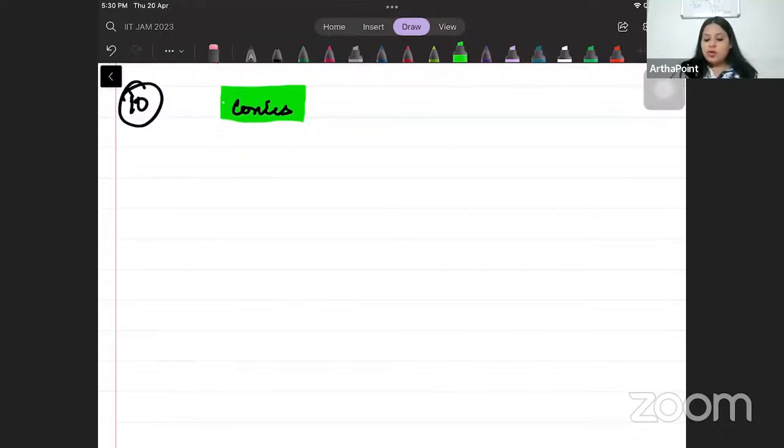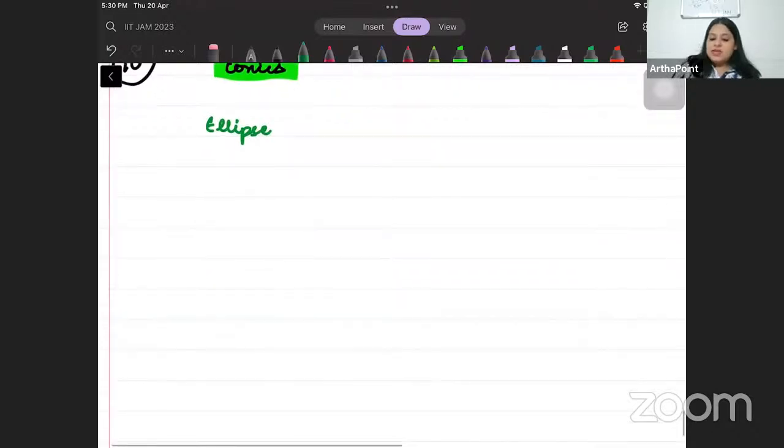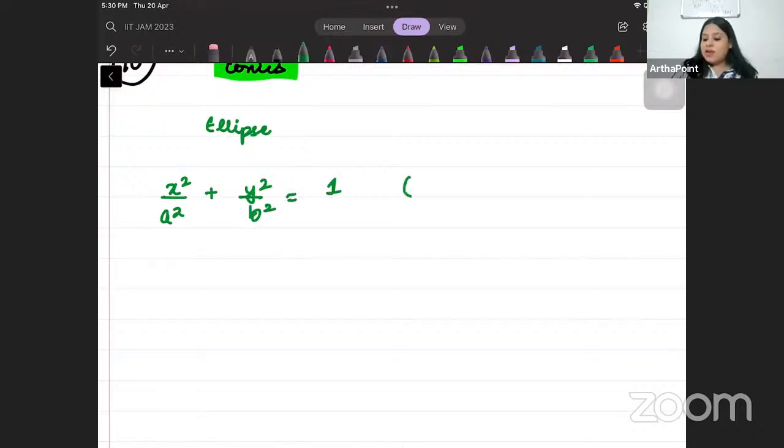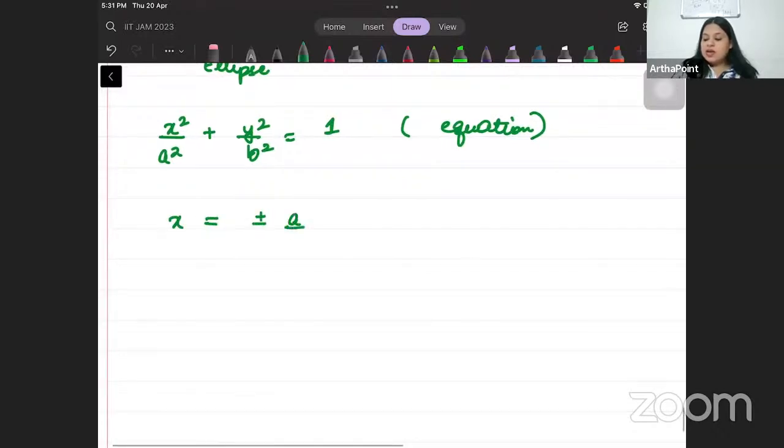So we are going to talk about conics, and in that, first of all, I'm going to talk about the ellipse. The standard form of the ellipse is x square upon a square plus y square upon b square is 1. This is the equation of the ellipse, right? Now, sometimes they ask you about the directrices of the ellipse. So that is going to be x is equal to plus minus a by e.